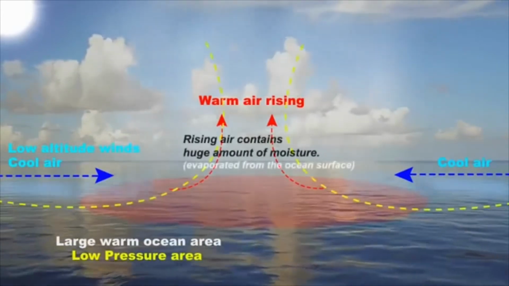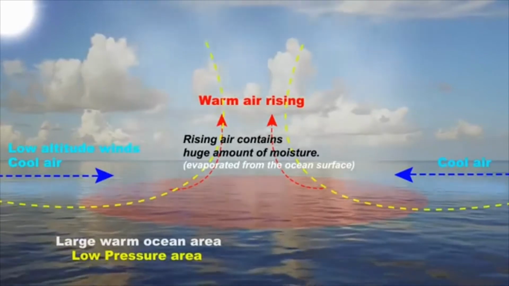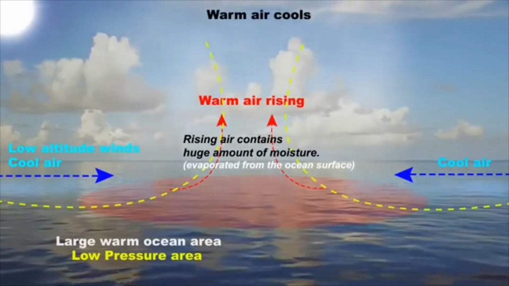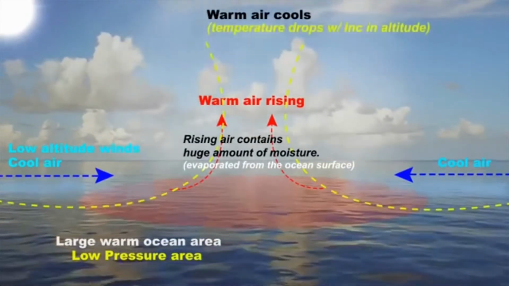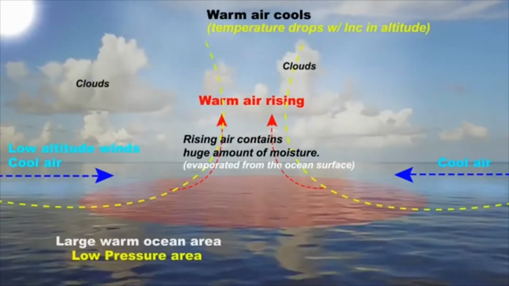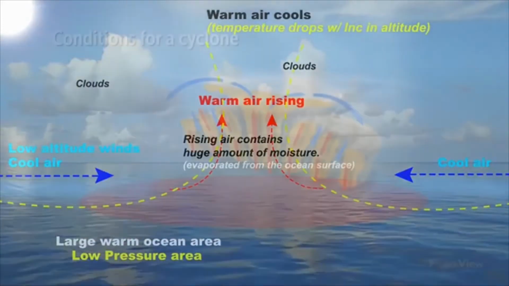This air warms and becomes moist as well, allowing it to rise. Then more cool air rushes in to fill the void. The warm moist air cools as it rises higher into the atmosphere because temperature drops with increasing altitude, which results in how clouds are formed. Now, this process continues again and again.